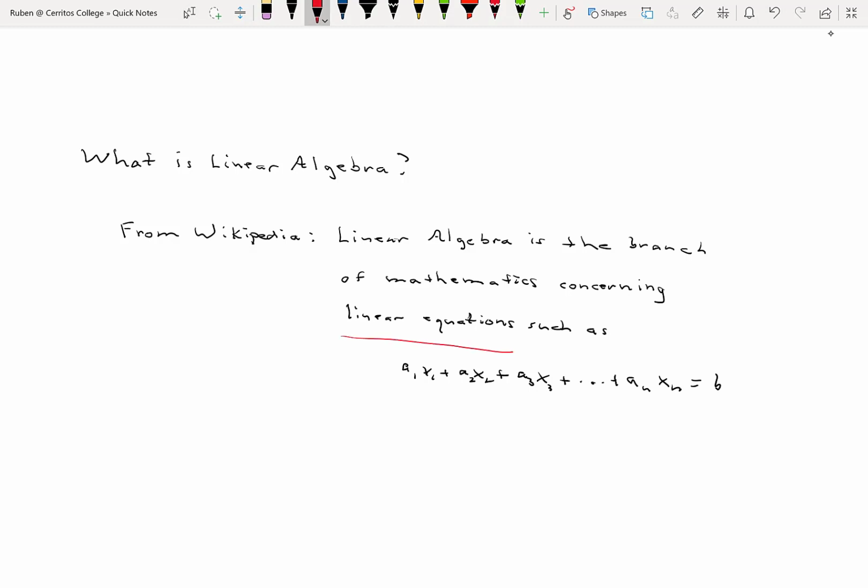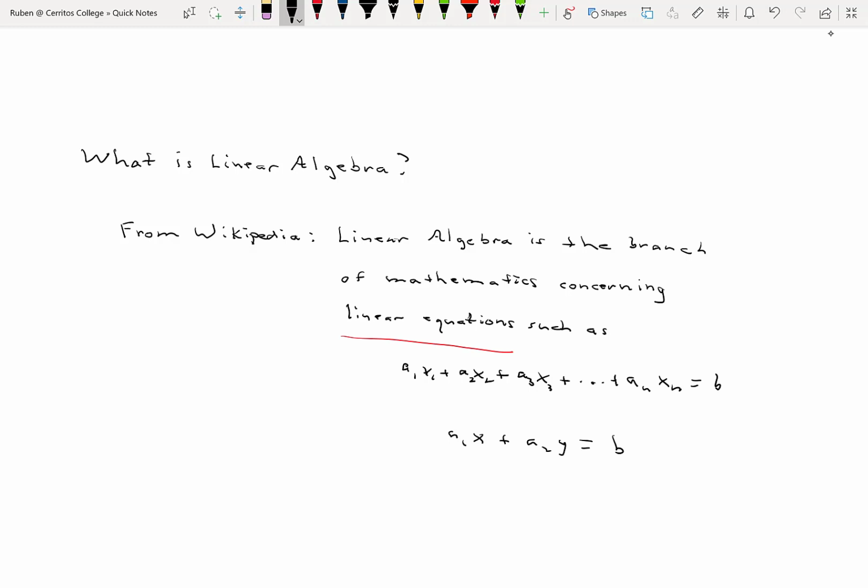If we assume that a3 through an are 0, the coefficients of the x's, and relabel x1 and x2 as x and y, then we have the equation a1x plus a2y equals b, and this is an equation of a line. So I have a feeling this is where the name linear algebra came from.